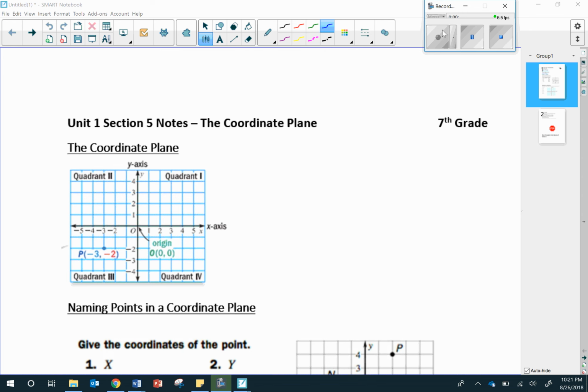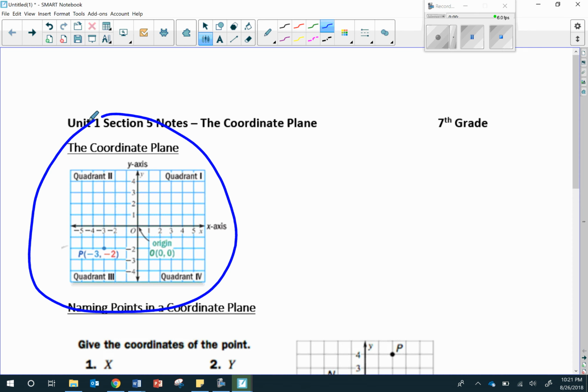Alrighty, we are going to start the Unit 1 Section 5 notes, where we are going to look at the coordinate plane and talk about how to plot coordinates. So if you look here, this is a coordinate plane where it is divided by the y-axis, which is your vertical axis, and your x-axis, which is horizontal. That divides it into 4 quadrants, as you see here, quadrant 1, quadrant 2, quadrant 3, and quadrant 4.